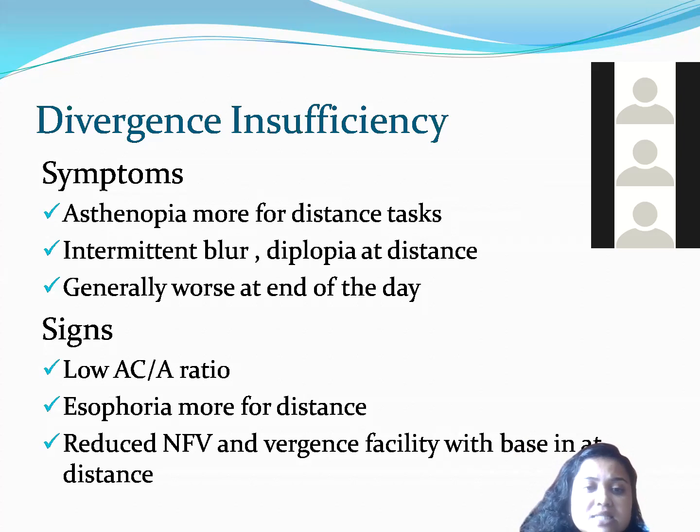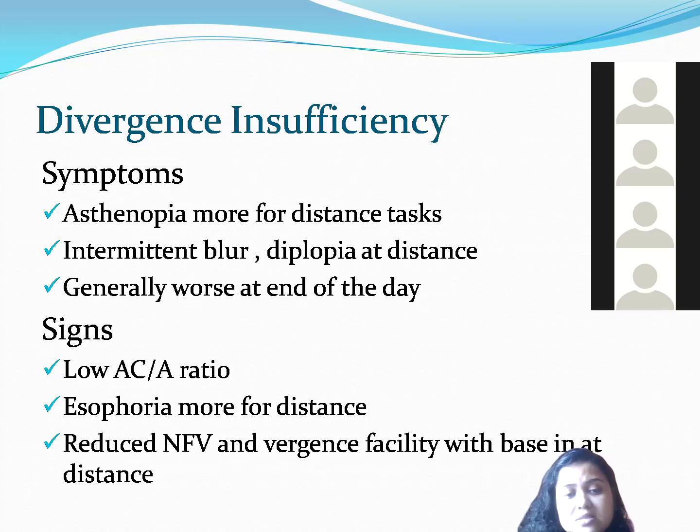So coming to the signs of divergence insufficiency, there will be a low AC/A ratio, definitely. Why low AC/A ratio? Because in all insufficiency we'll have a low AC/A ratio. Esophoria more for distance, definitely we'll get more esophoria for distance. The amount of esophoria, if you are measuring with the Maddox rod test, I'll also discuss the Thorington method of measuring the phoria. That is very important. With this Thorington method, we can measure it very quickly. I'll discuss it later. So we'll find esophoria more for distance.